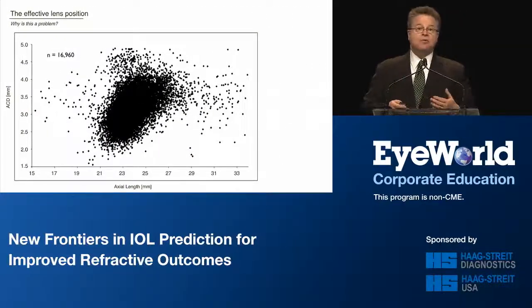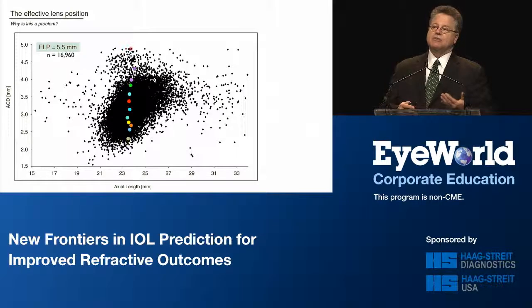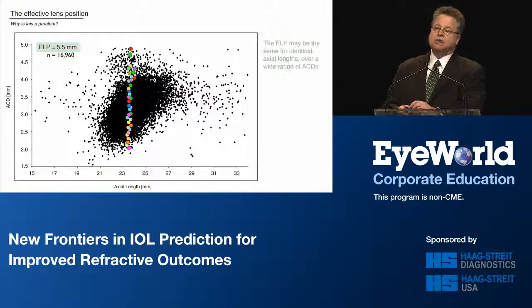So a lot of people would think, well, if I have a shallow anterior chamber, the lens is going to sit more anterior. Well, here's a plot of anterior chamber depth against axial length, and we're going to take a look at the effective lens position at a schematic eye parameter, 23.5 millimeters. I had absolutely no trouble finding 40 eyes where the effective lens position didn't correlate with the preoperative anterior chamber depth in any way whatsoever. These were all 5.5 millimeters.